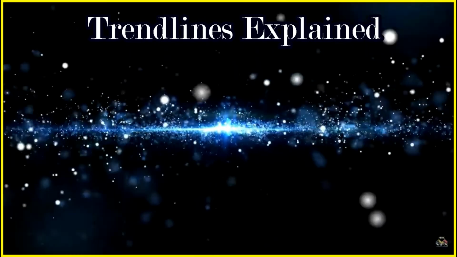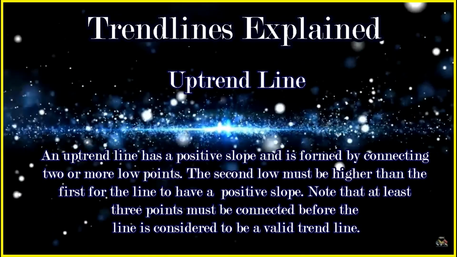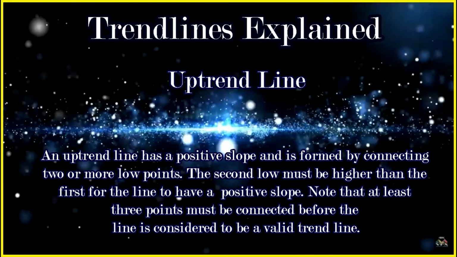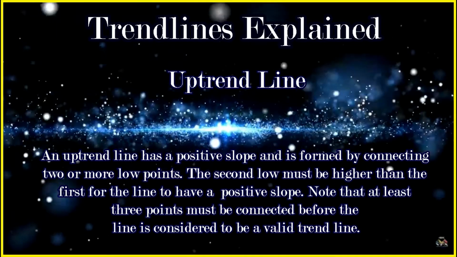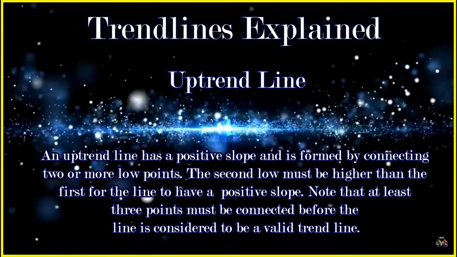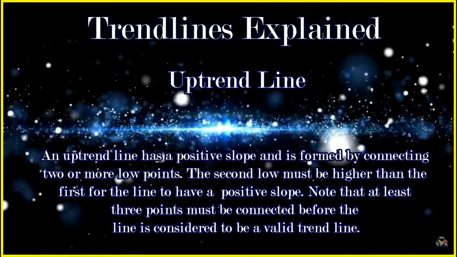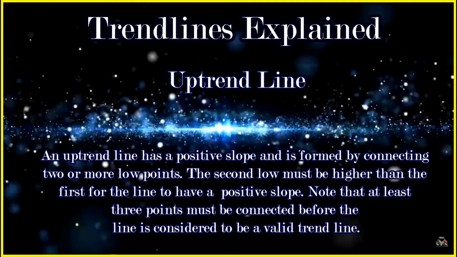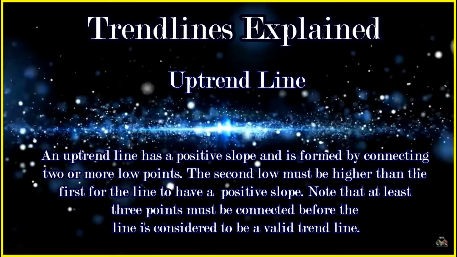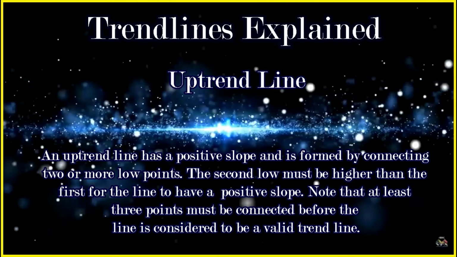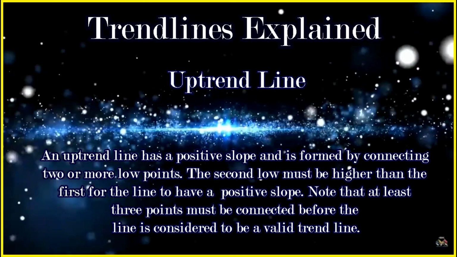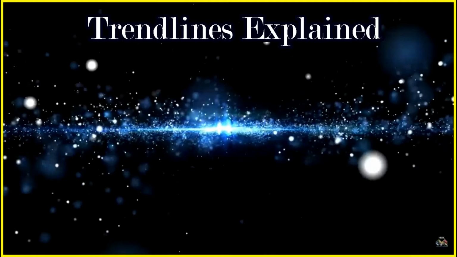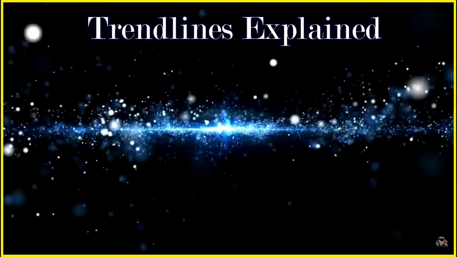The first thing we're going to talk about is the uptrend line. So an uptrend line has a positive slope and is formed by connecting two or more low points. The second low must be higher than the first for the line to have a positive slope. Note that at least 3 points must be connected before the line is considered to be a valid trend line. So that means 3 touches on the lines, guys. 3 touches on the lines for a valid trend line.